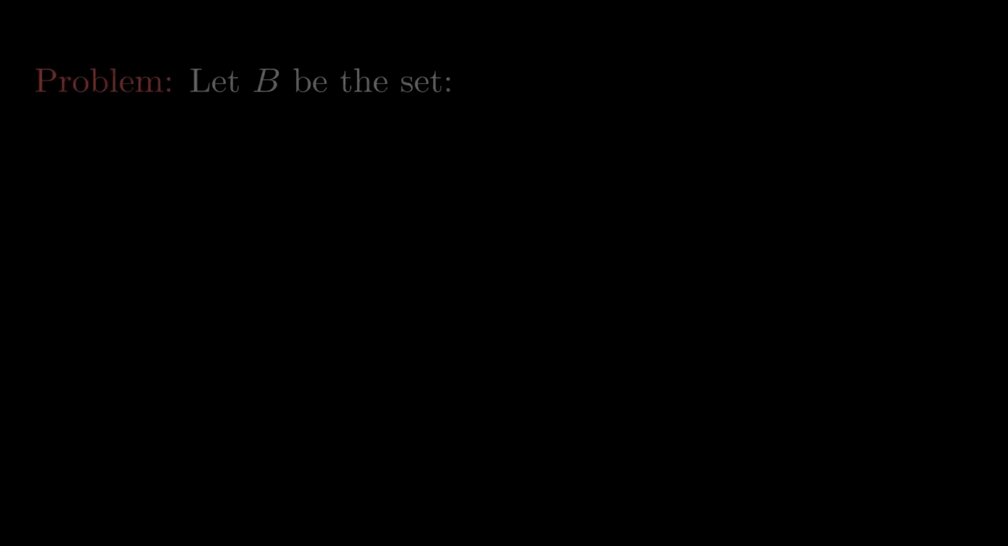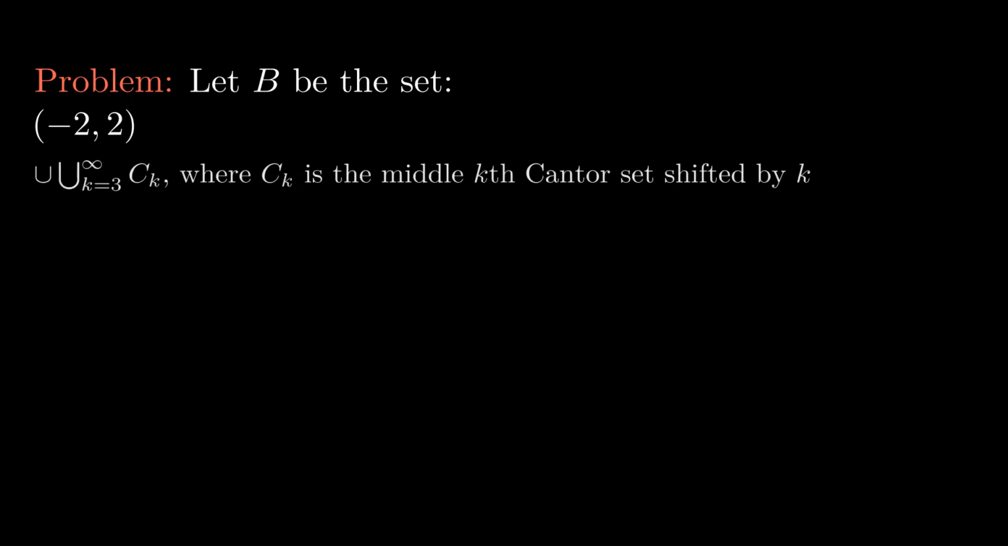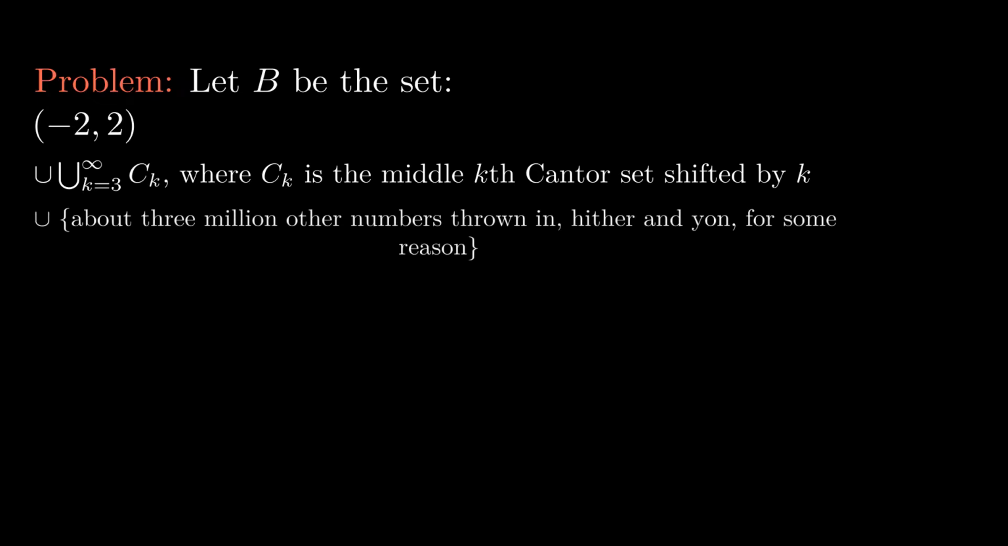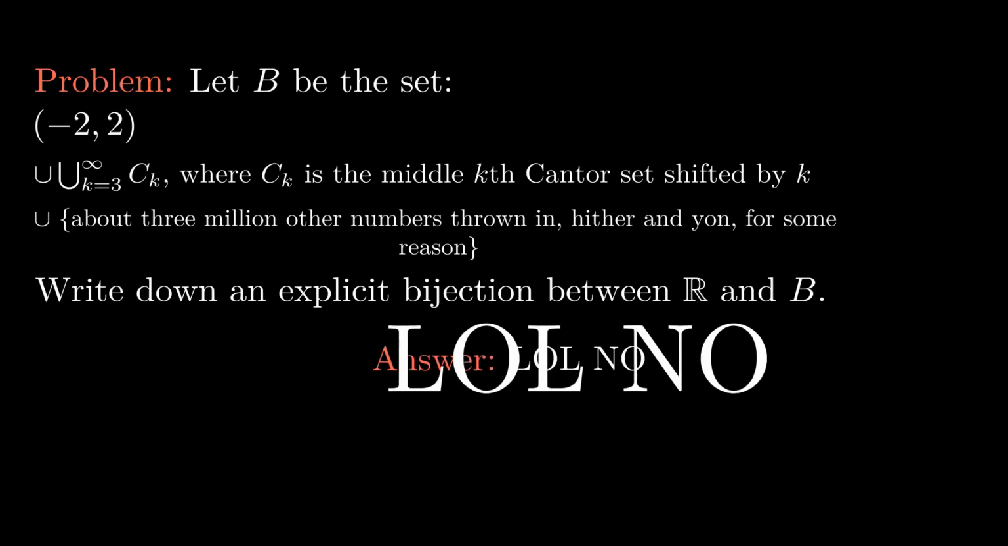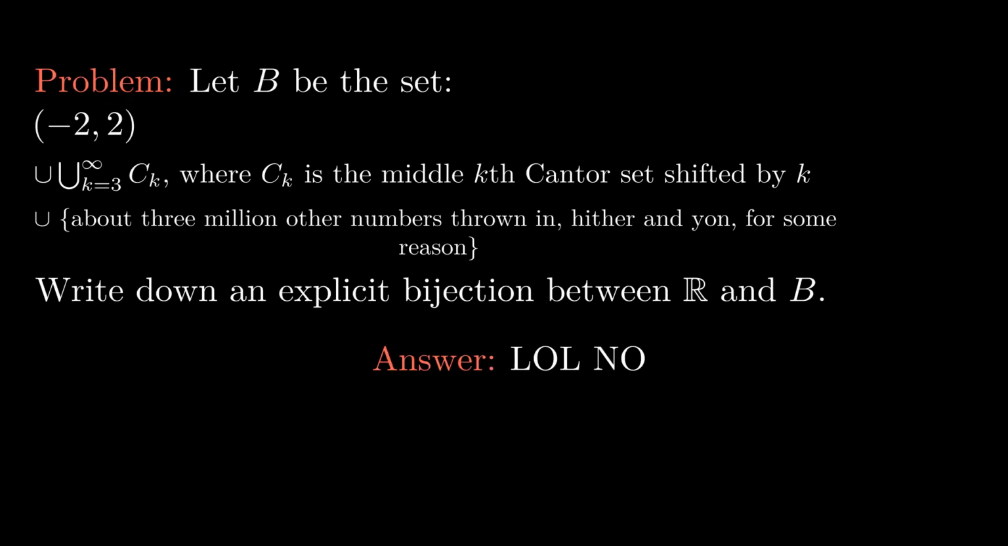Okay, let us define B to be the following set. The interval -2 to 2, union a bunch of Cantor sets, all shifted by k so that they don't intersect each other, plus about 3 million other numbers just thrown in for some reason. And now we're asked, write down an explicit bijection between the reals and the set B. No, I'm not going to do that. I'm not going to do anything close to that. That's kind of ridiculous. There's no way somebody could write down such a bijection.